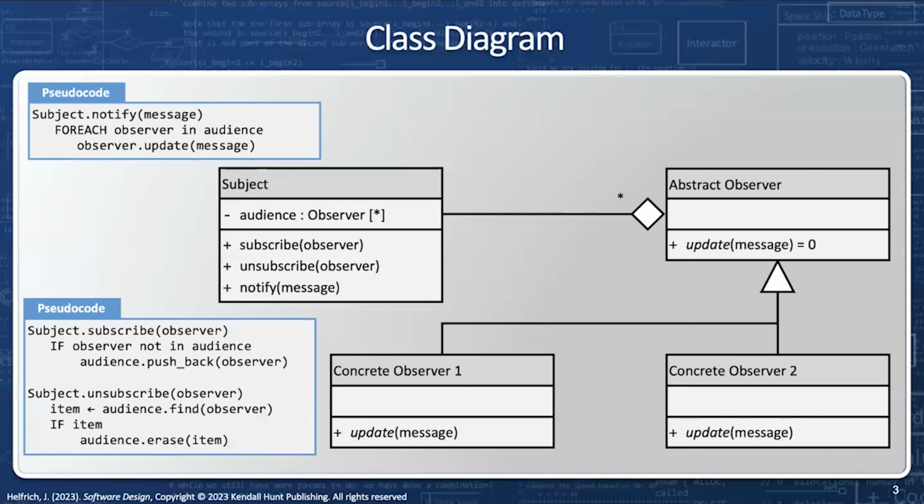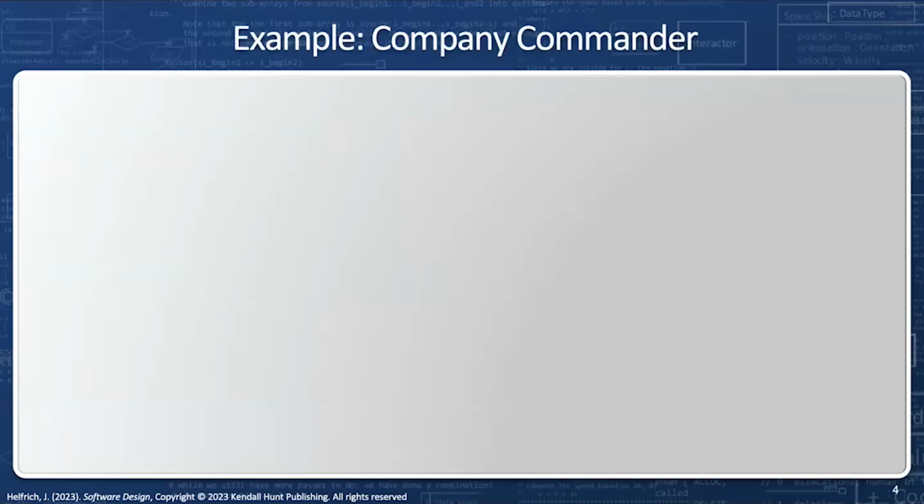So how can we subscribe? We're going to say if the observer is not in the audience, then I will push back on my list of observers. And I can unsubscribe by finding a given observer and then removing it from the list. Let's take a look at an example here.